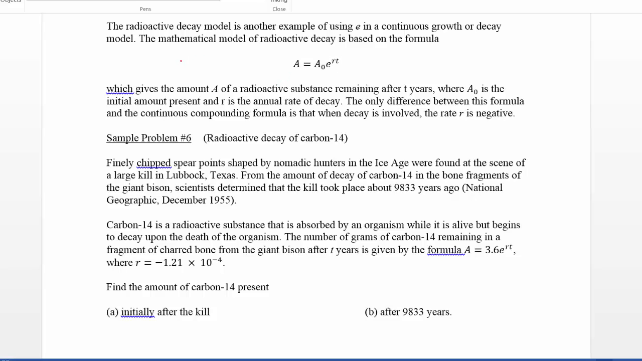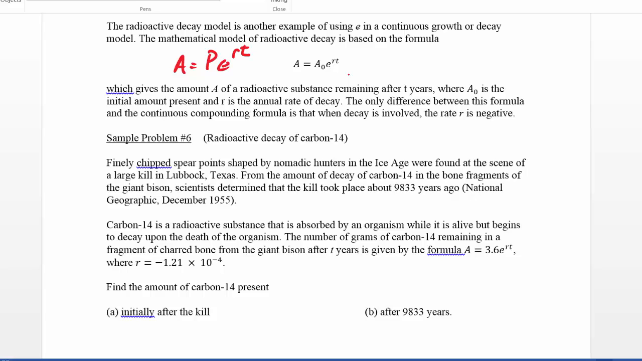And now we can see that the formula for radioactive decay is really the same formula as what we saw for continuous compounded interest, except we have this A sub 0. Anytime you see a subscript with a 0 like that, all that's really saying is that it is the initial amount of whatever it is that we're looking for. So in this particular case, A sub 0 is the initial amount of carbon-14, and the A that we're looking for is the remaining amount of carbon-14 after the decay model has taken place.